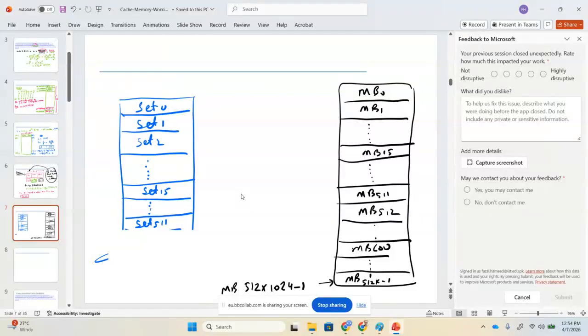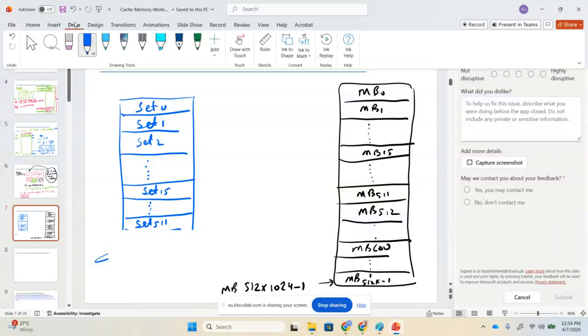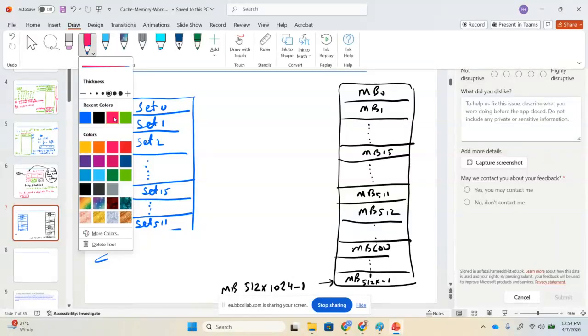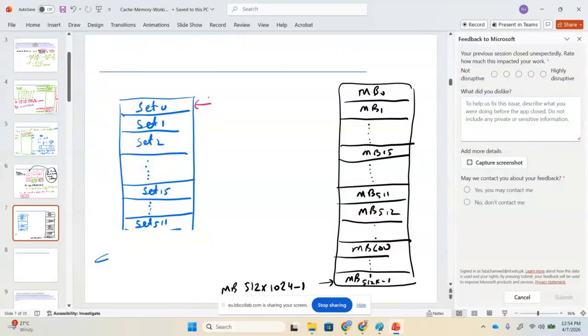So this may be a question in exam. Which block will be mapped to set number 0? Now I'm going to give you all the questions in exam. The block that will be mapped to set number 0 is MB0.